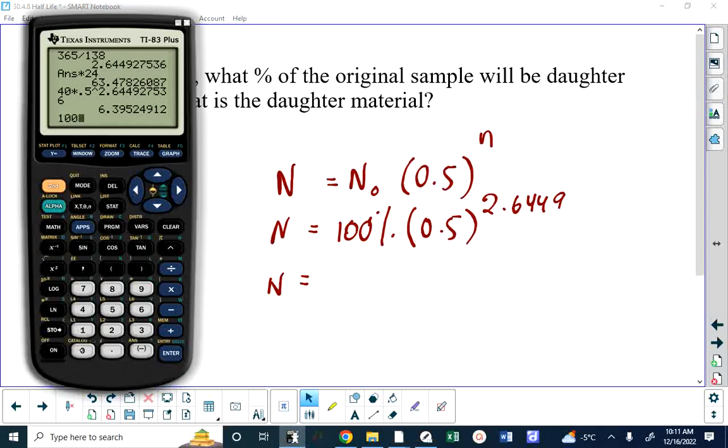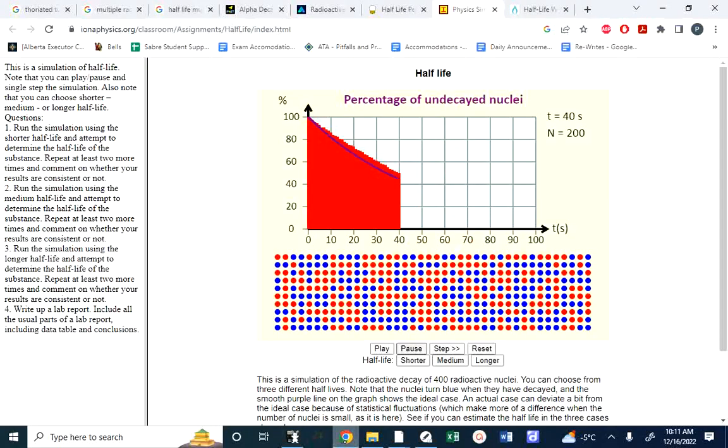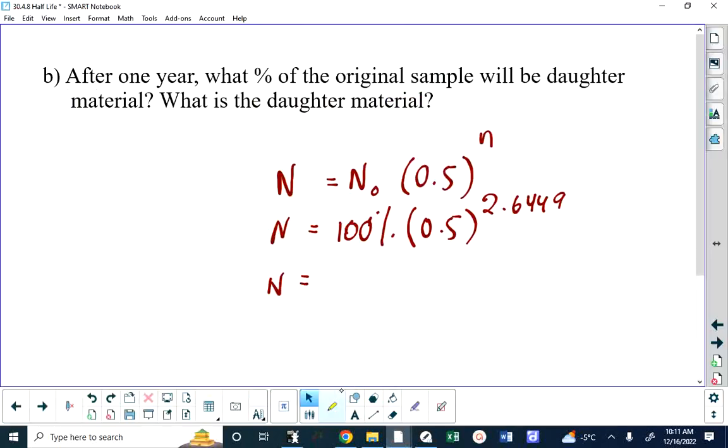So 100 multiplied by 0.5 raised to, in brackets, 365 divided by 128. That gives 13.9%. That's not the answer to the question, because that 13.9% is the percentage of the parent material remaining. These graphs are showing how much of the original isotope is still there. And what you're asked to find is what percentage of the daughter material there will be.